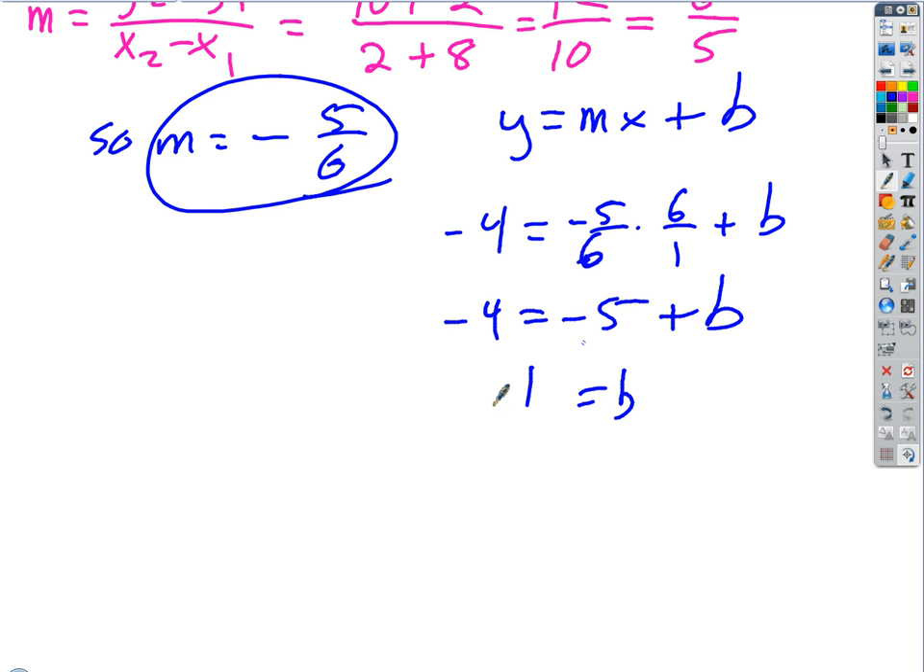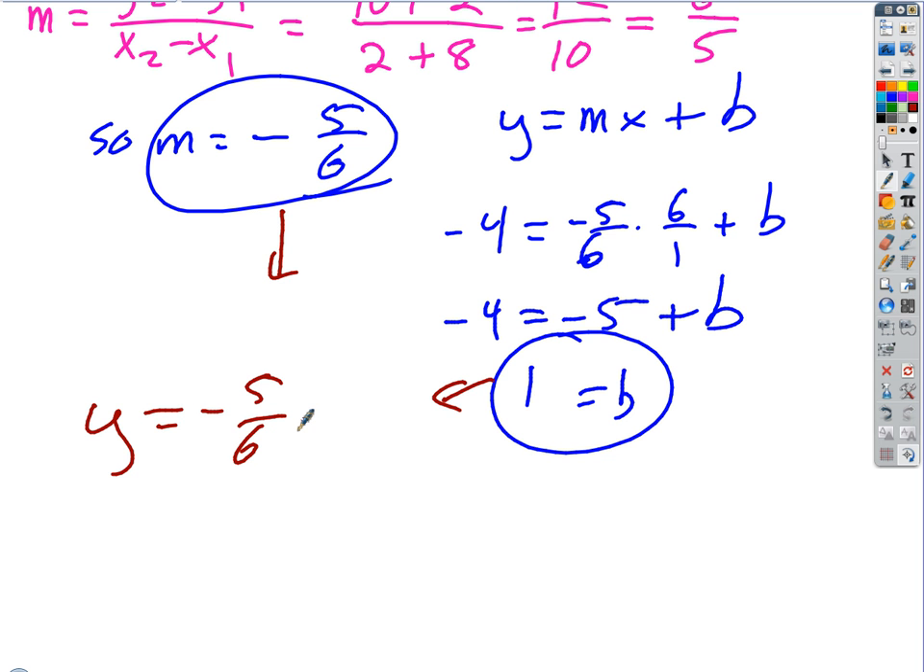We got it. So there are 2 ingredients. I have a slope. I have a y-intercept. It only takes 2 ingredients to cook the line. That's it. So what's my answer? y equals negative 5/6 x plus 1. Okay, good.